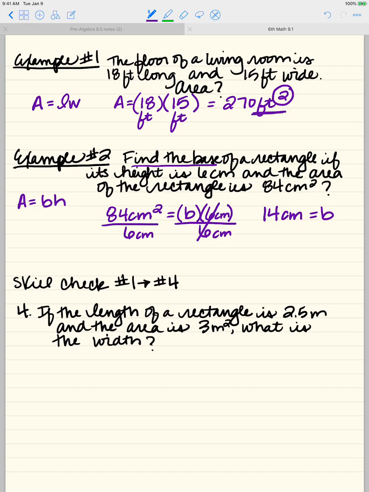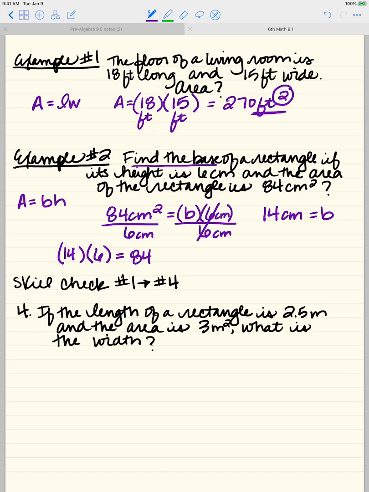You can easily check to make sure you've done it correctly by multiplying the base that you found, which was 14, by the height that we were given, 6, and making sure it matches the area that you were given. 14 times 6 is 84, so we know we did it correctly.